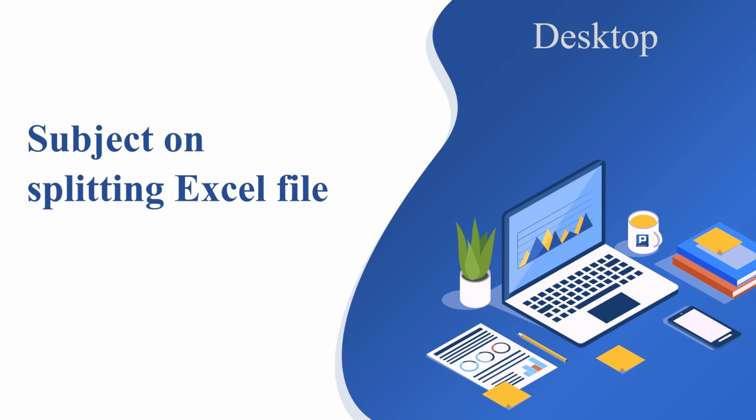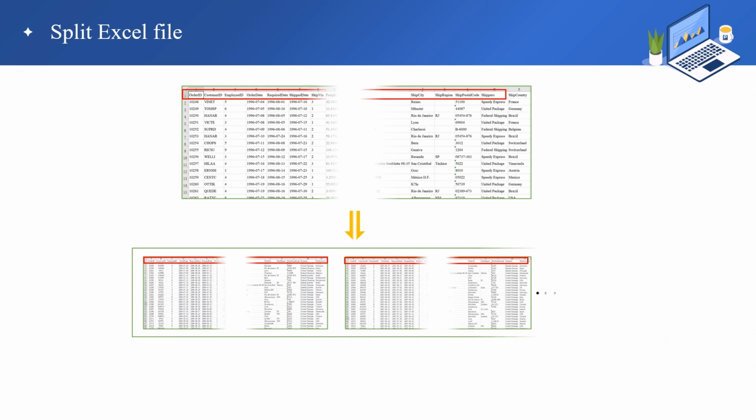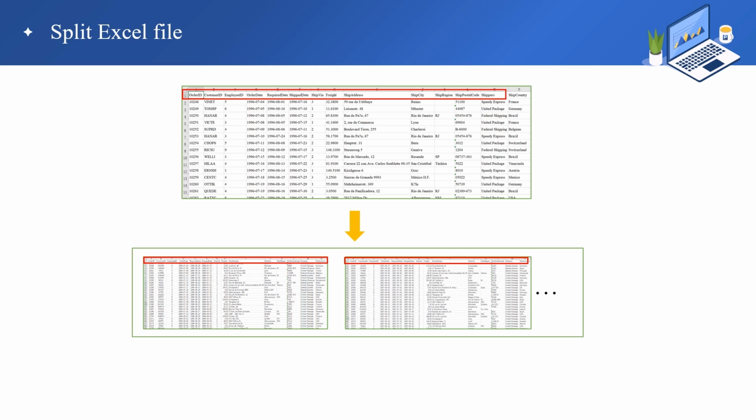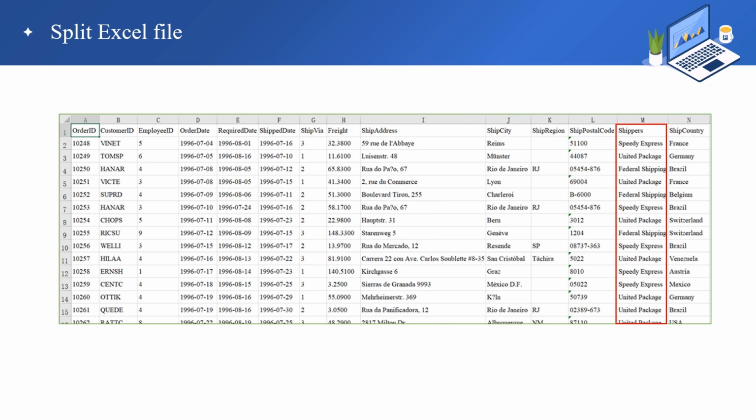Subject on splitting Excel file. Splitting Excel file is an operation we often encounter in our daily work. For example, we often need to split a large table into many small tables by number of rows. Or split a large table into many small tables by a certain category.